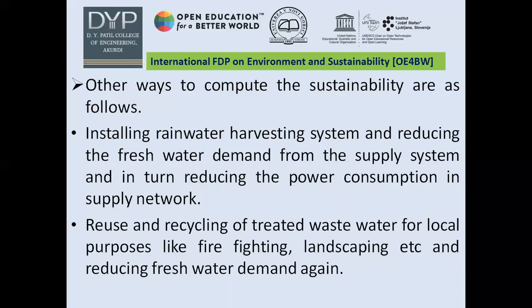One more way we can adopt is reuse and recycling of treated waste. The waste that is being collected at various points in the towns and cities can be treated locally, and it can be used for purposes like firefighting, landscaping, and flushing, where we are actually using fresh water. So if we reuse this treated waste for these particular purposes, the demand of fresh water can be reduced drastically, and again we are conserving natural resources.